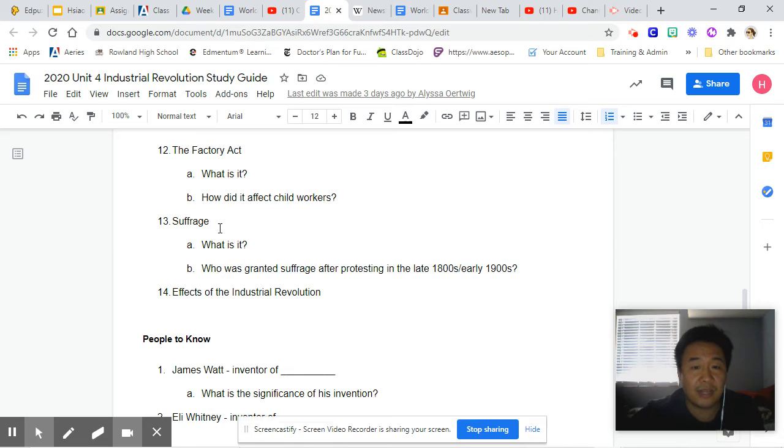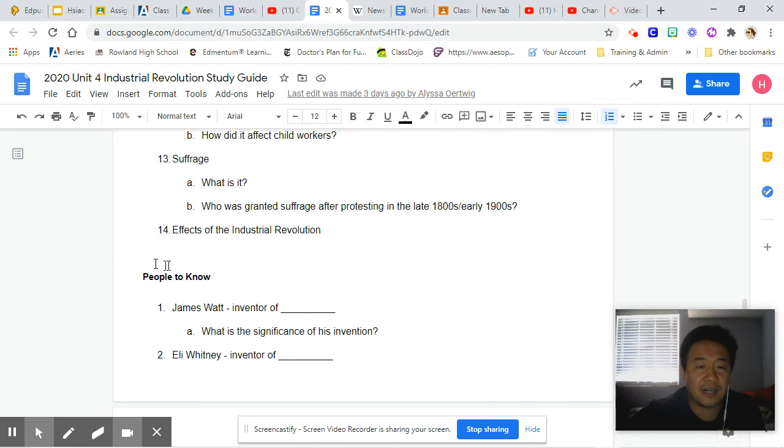Okay, and it relates to this idea of what just happened in America very recently, and it's a very important idea. So look up the word suffrage, and then think about how that is important for the 1800s and early 1900s. Okay, and of course, what are the effects of the Industrial Revolution? Think back to our web quest, think back to our Edpuzzle, and of course our activities, and all of these things, because we are still experiencing the effects of the Industrial Revolution.